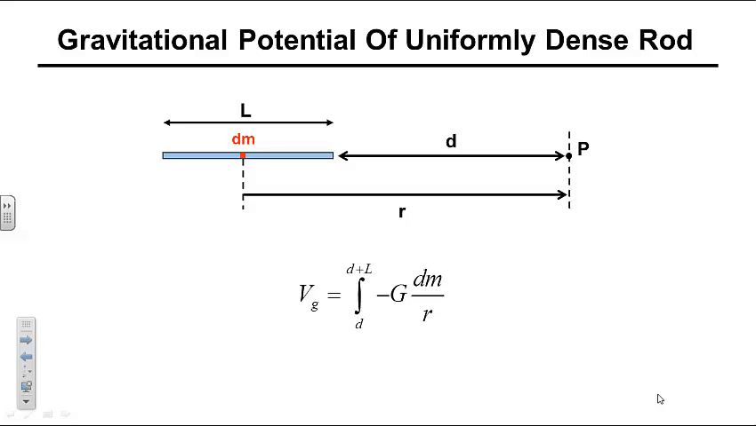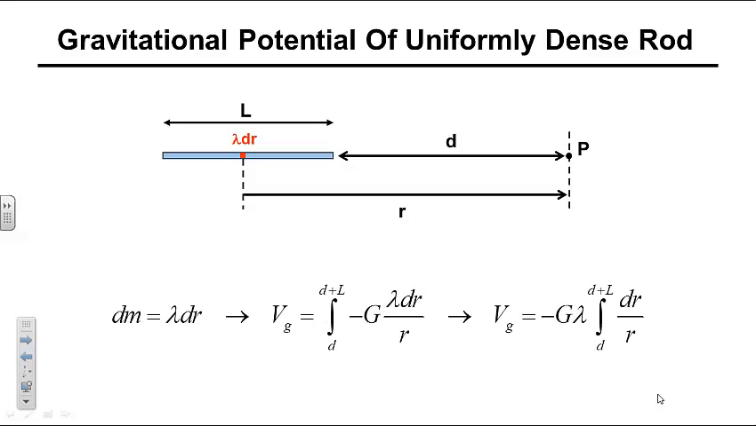However, we have a problem completing the calculation since dm is a function of r. In other words, each infinitesimal bit of mass is associated with a different value of r. In order to complete this calculation, we must relate dm to r. This is accomplished by realizing that each infinitesimal bit of mass dm corresponds to an infinitesimal bit of length of the rod. Let's denote this length by dr.